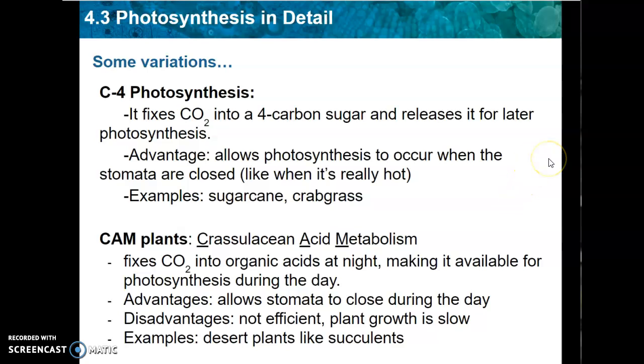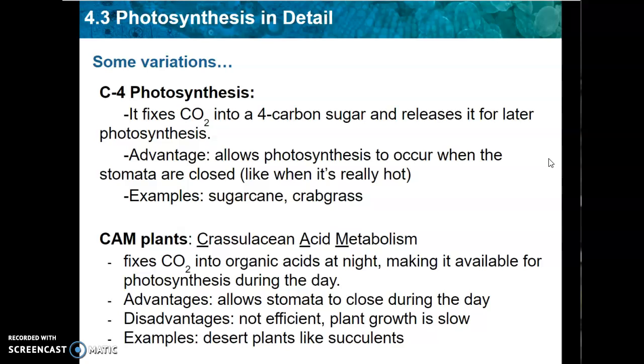Some variations on photosynthesis. There's C4 photosynthesis. What we've been studying is C3 photosynthesis. It fixes carbon dioxide into a 4 carbon sugar and releases it for later photosynthesis. The advantage, it allows photosynthesis to occur when the stomata are closed, like when it's really hot, like in the desert. Some examples would be like sugarcane and crabgrass.